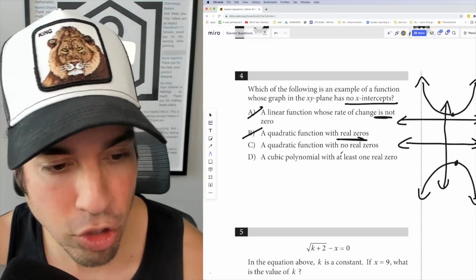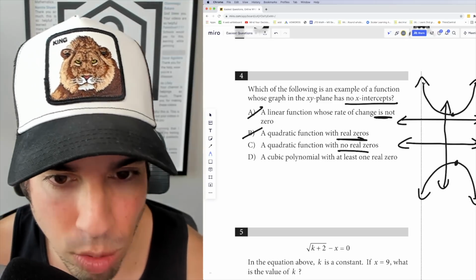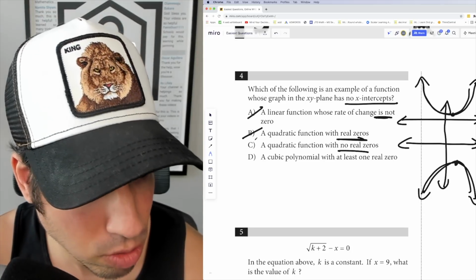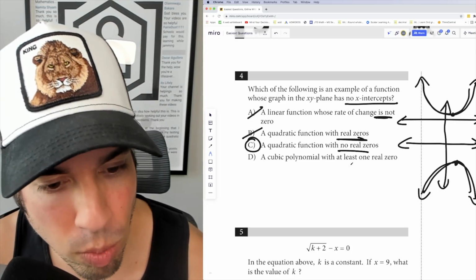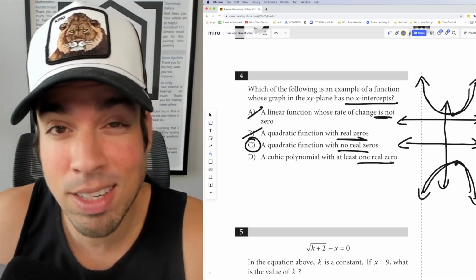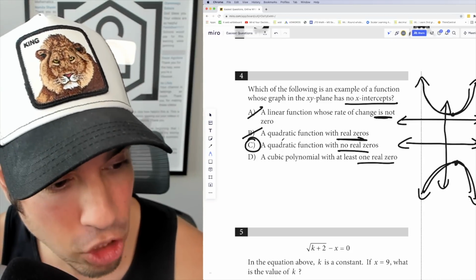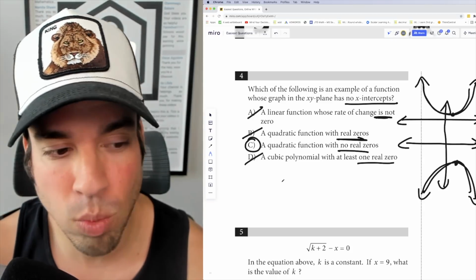That is out. A quadratic function with no real zeros, that's what we drew up here and down here. That is legit, so C is the one. A cubic polynomial with at least one real zero. Again, when it says one real zero, it's saying one x-intercept, so that is, of course, a violation. D is out, C is the winner, done.